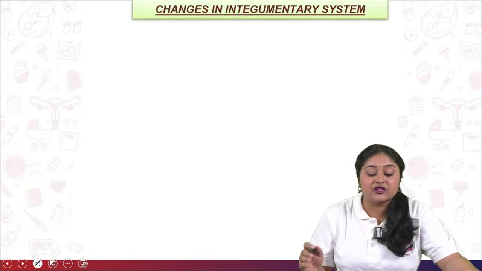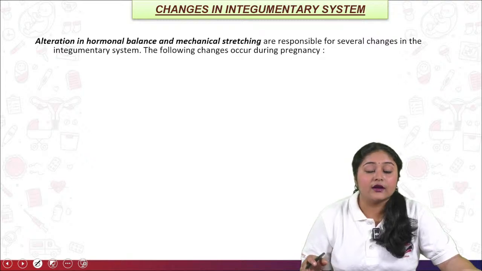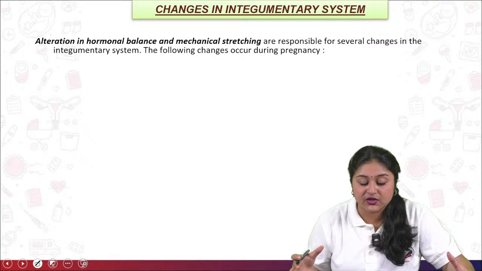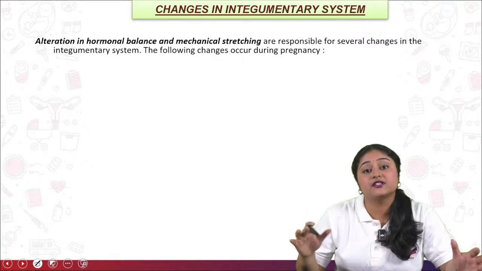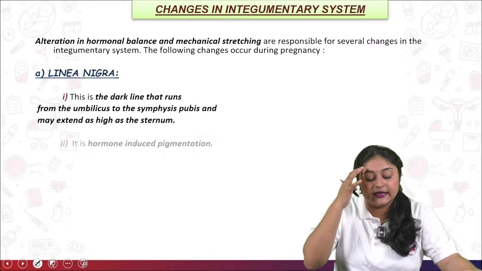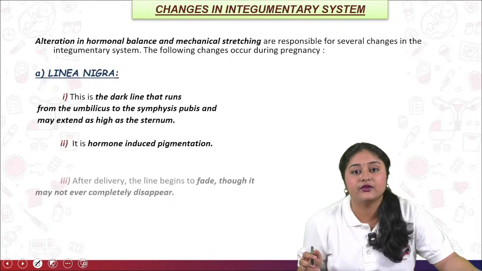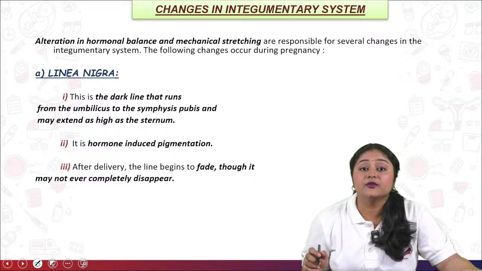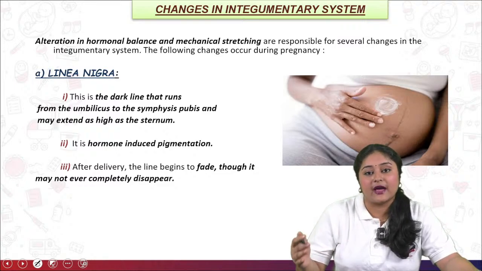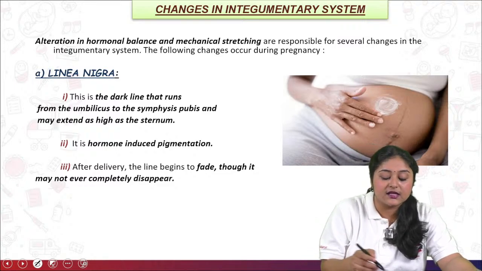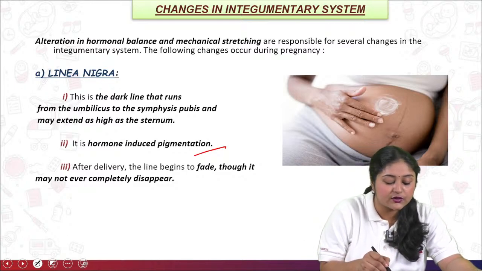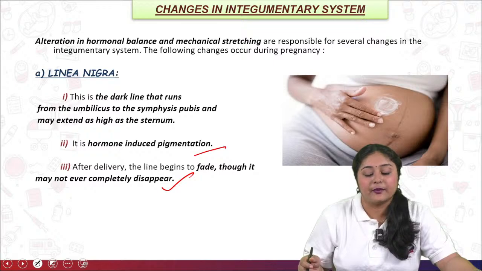So now come to the changes in the integumentary system, or the skin. Due to hormonal balance alteration and the mechanism of stretching, which are mainly responsible for several changes in the skin. Okay, so what are the changes? Like linea nigra. Linea nigra is a dark line which you can see from the umbilicus to the symphysis pubis, and might extend up to the xiphoid sternum, and it's a hormone induced pigmentation. After the delivery it begins to fade, though it may not clear completely after pregnancy.